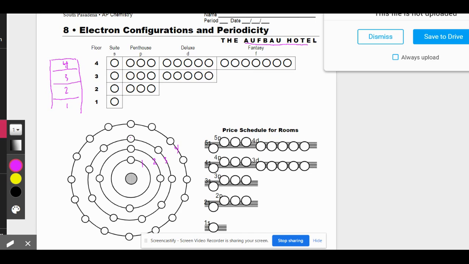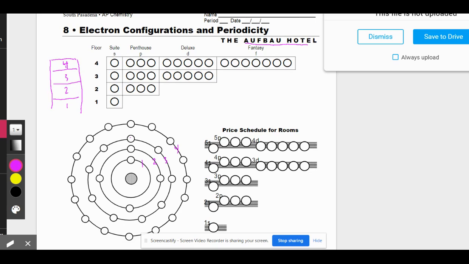Down here, this is how they are arranged based on their price. So if you want to stay on the tippy top floor in the fantasy suite, that is going to be the highest price. Okay, this ground floor s orbital is going to be the lowest price, the lowest energy. Okay, so here's the price schedule. And this is just based on observations. This is the actual order that electrons will fill up these orbitals. So our nice little system of giving them numbers like 1, 2, 3, and 4, and letters like S, P, D, and F, they're not always going to follow our rules.